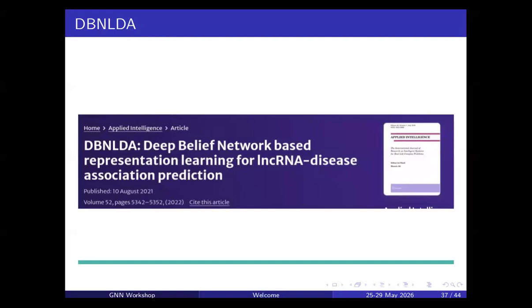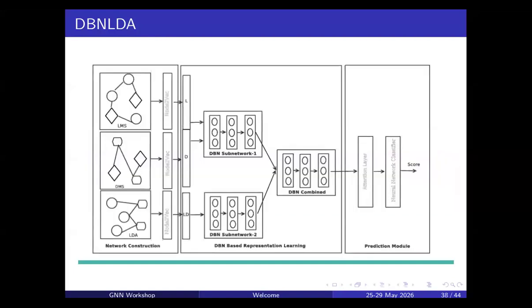So we want to predict how this LNC RNA interacts with different diseases, whether a particular LNC RNA and disease are associated or not. To do this, we propose DB and LDA, which is a multi-view graph.